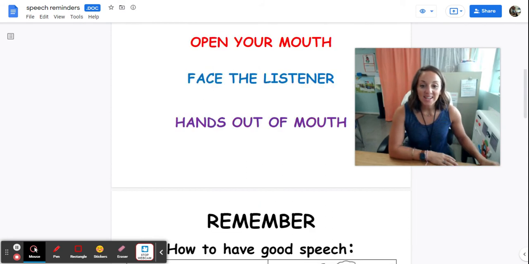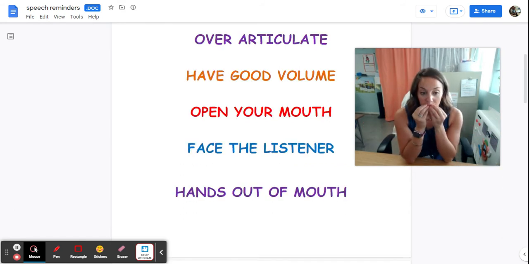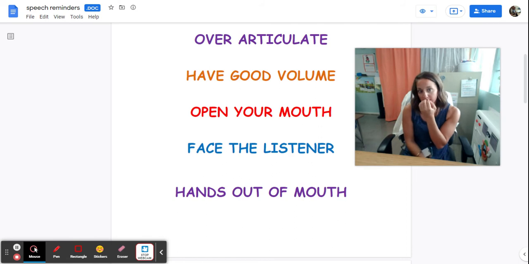And then the last one is hands out of your mouth. Sometimes with people talking, they put their hands in their mouth like this. And they want to tell you something really important, but they have their hands in their mouth or they're biting their nails or something like that. We need to get our hands out of our mouth to have clear speech. So there are the strategies.